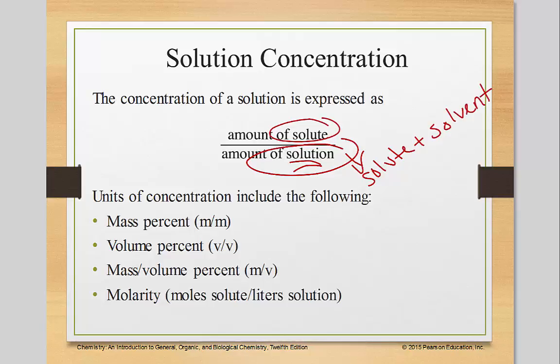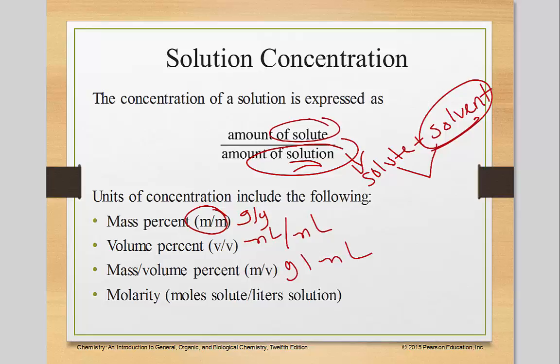That's super important, because a lot of students just want to divide it by the solvent, but really they have to add those two numbers together in order to get it. Now the other parts are just minor comparisons. For instance, mass by mass would be grams over grams, whereas volume by volume would be typically using milliliters. And then mass per volume would be grams per milliliter. And the molarity is typically only used for chemists, and that's moles per liter.